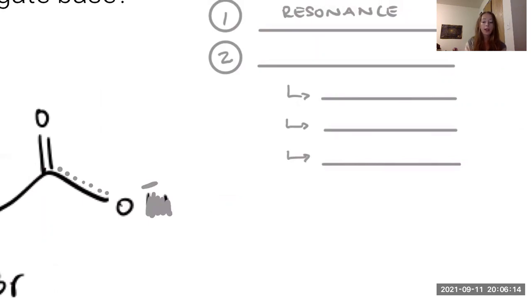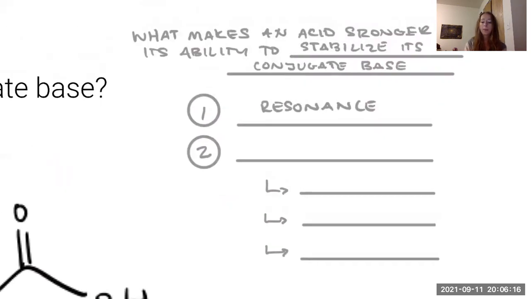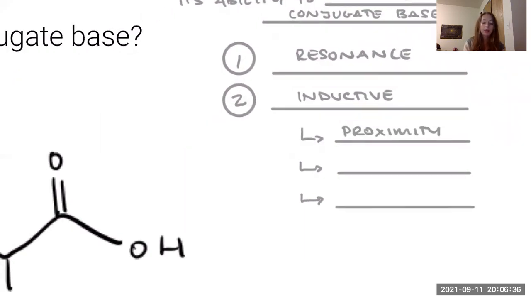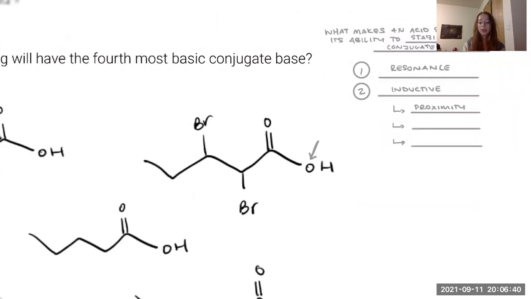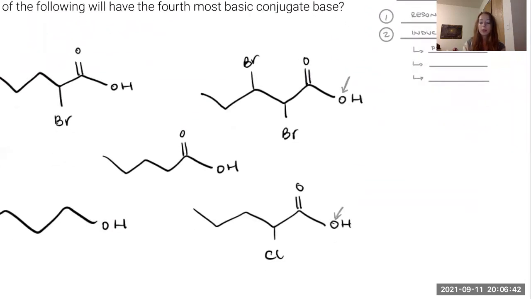The next thing that can help with stabilizing the conjugate base, making the acid more comfortable letting go of this proton, would be the inductive effect. What that refers to is those electronegative atoms helping out. But there are three details that we need to know. The closer they are to the acidic atom, this is the acidic atom. The acidic atom is the one that loses the proton. It's usually going to be an oxygen that's connected to a hydrogen. It's going to be all of these.